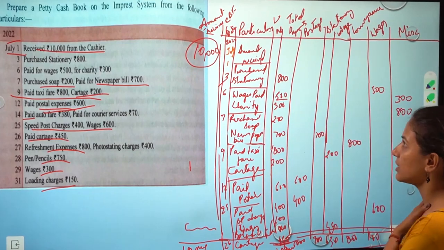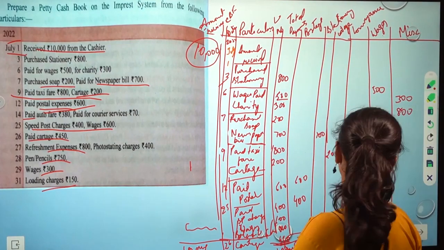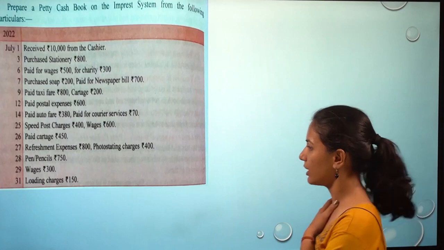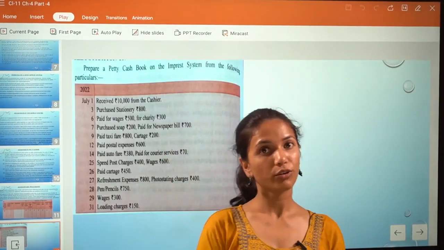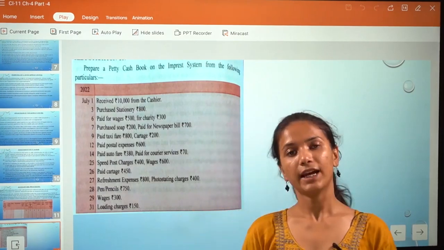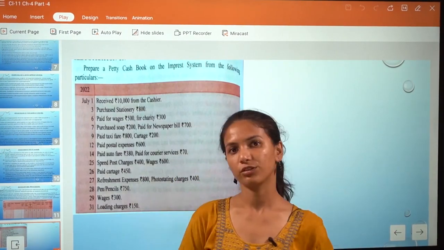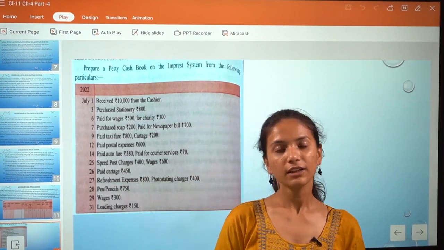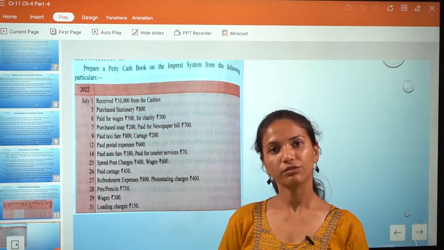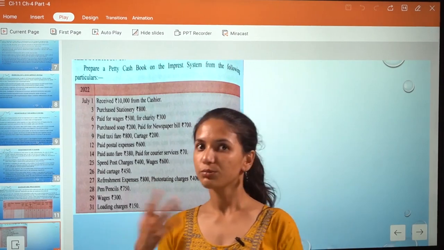Okay, so this is the petty cash book for you. With this, we end our class today. In the next class, we will do some more of the petty cash book, and then we will end this cash book unit. Till then, you practice more and more. Whatever is done in the class, please do practice.